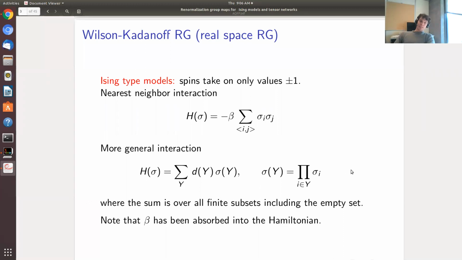Okay. So I want to think about a more general interaction where I have nearest neighbor, next nearest neighbor, plaquette, sort of everything. So you'd have a sum over all finite subsets of the lattice. You'd have a coefficient for that subset, and then the product of the spins around that subset. That's the most general Hamiltonian you could write down. And you need to do that because the renormalization group map is going to immediately take you into that very general space of Hamiltonians.